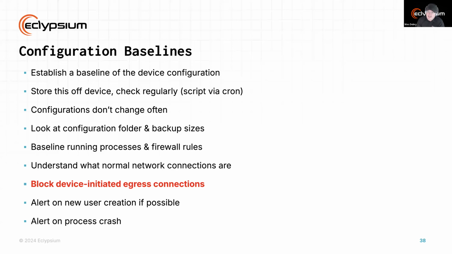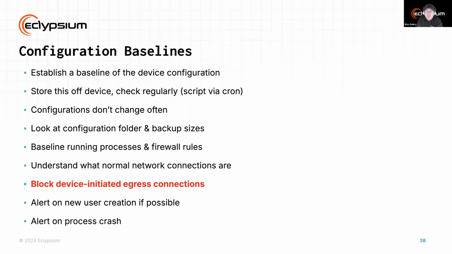Now, one of the things that everyone should be doing is configuration baselining on every piece of networking equipment. That's establishing a baseline of a device configuration, regularly monitoring this off device and checking it regularly. Again, things like scripts via cron jobs work great because configurations shouldn't change very often. So looking at the configuration folder and backup sizes of it can be an indicator of whether something's changed.